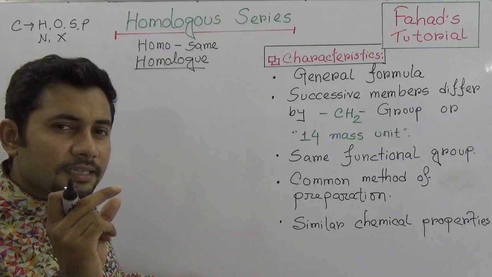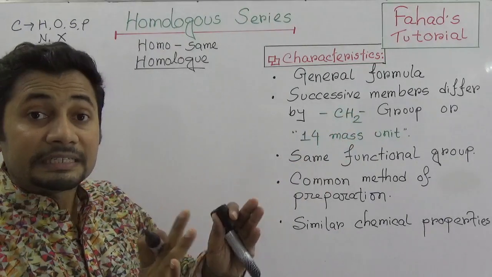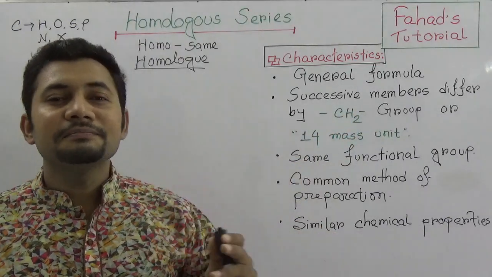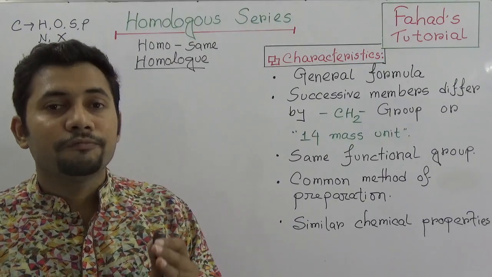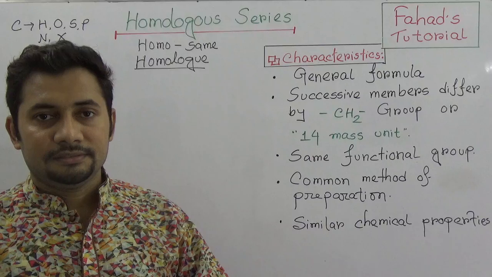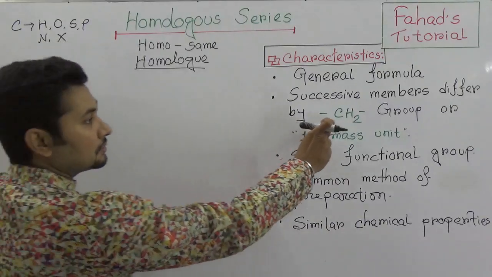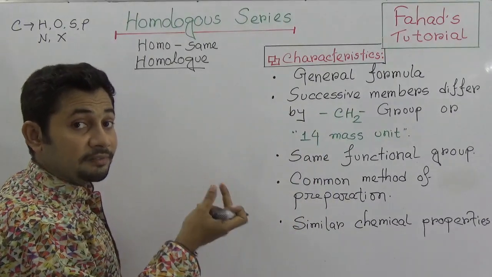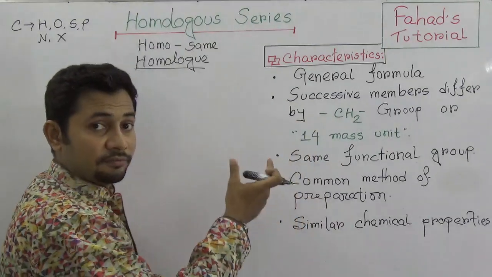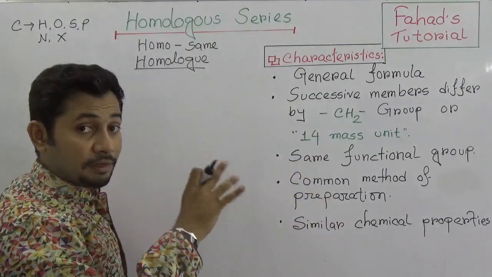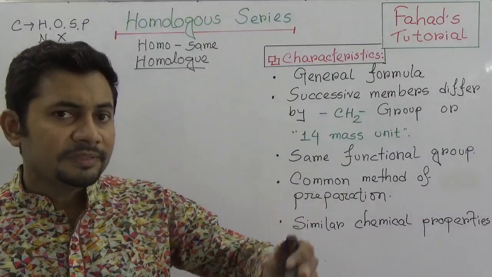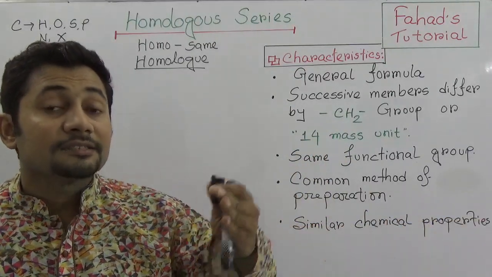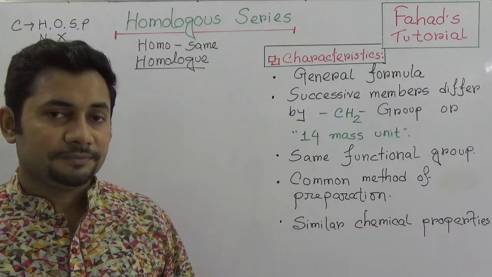Second, successive members differ by a simple group, that is the CH2 group, or 14 mass units, because the relative atomic mass of carbon is 12, and hydrogen is 1 times 2, so together it's 14. So they will differ from their immediate successors by 14 mass units.